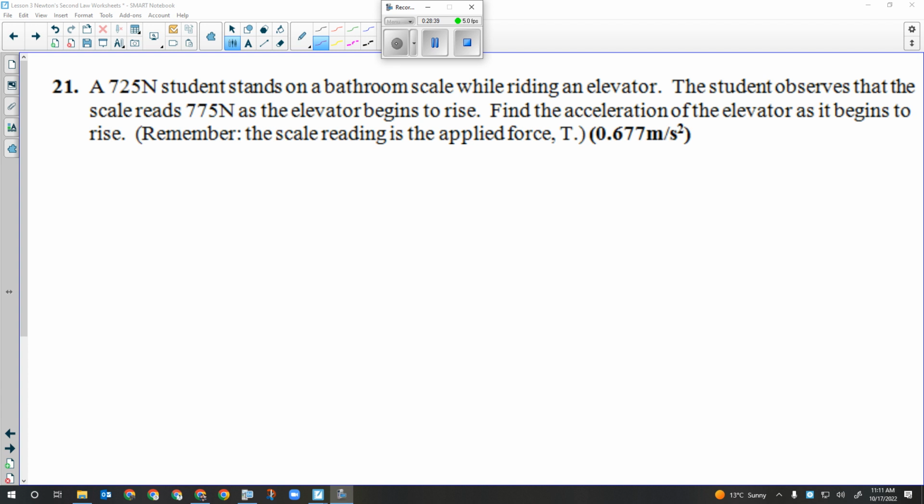If the elevator is accelerating, your apparent weight will be different than your actual weight. So if the elevator is accelerating up or accelerating down, the scale will read a number different than when the elevator isn't moving or is moving at a constant velocity. Because in either one of those situations, the net force would be 0, and the force of the floor and the force of gravity would be equal. So in those two cases, constant velocity or not moving, the bathroom scale reads your actual weight. Any other time, it reads your apparent weight.